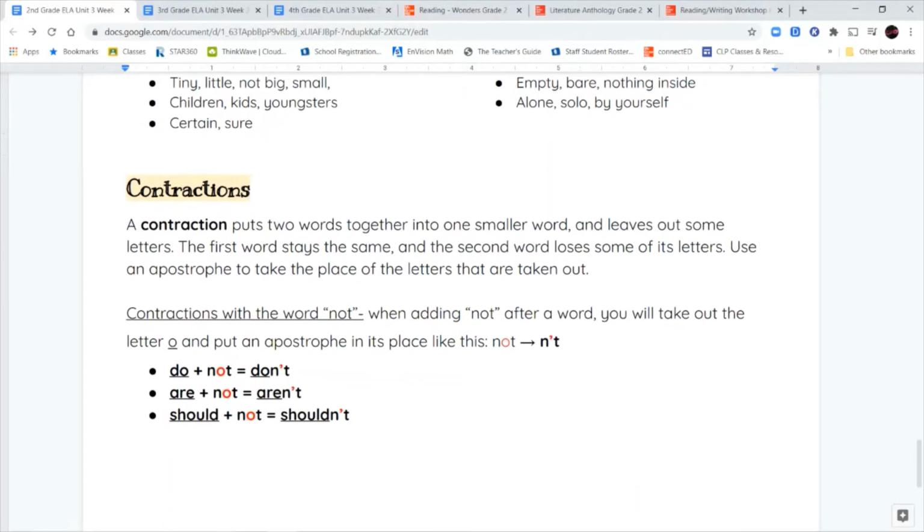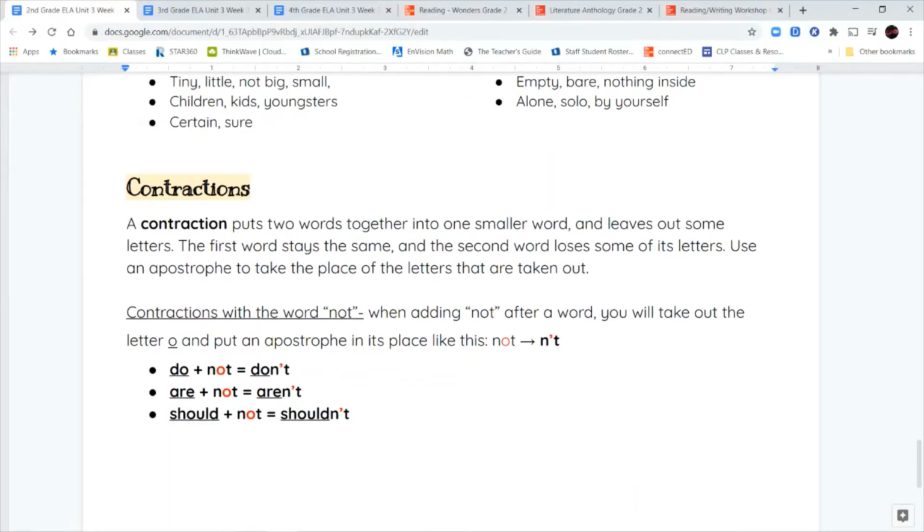Now, the last thing we're going to talk about for our notes this week are contractions. Now, we use contractions all the time, but sometimes we don't know the rules for them. So we're going to work on one specific contraction that we use all the time, and it's when we're making a contraction with the word not. Now, let's take a step back. A contraction is when we're putting two words together to make them into one smaller word. And in order to make it into a smaller word, we have to take some letters out.